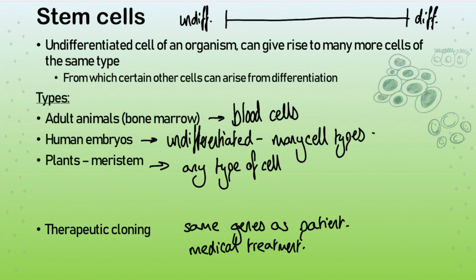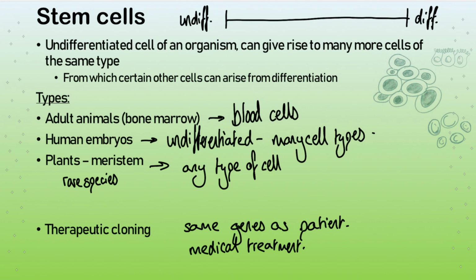The stem cells from plants, the meristems, can also be used, so we can take these stem cells and we can quickly produce clones of them, either using agar or by taking cuttings. And we can, for example, protect rare species from extinction, so we can make many copies of them and then release them into the wild.